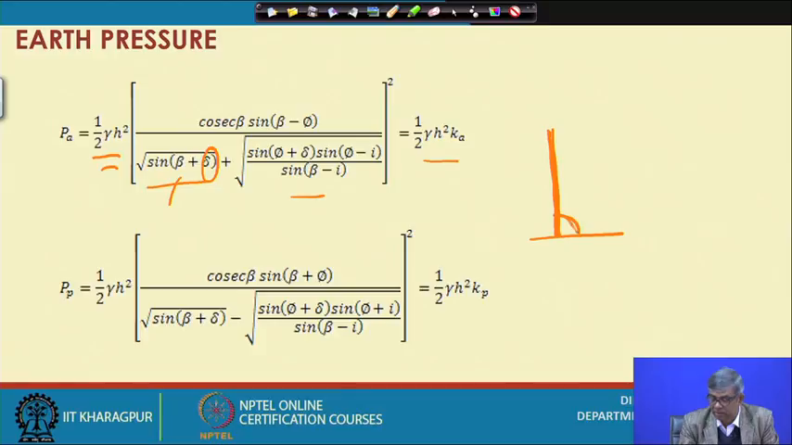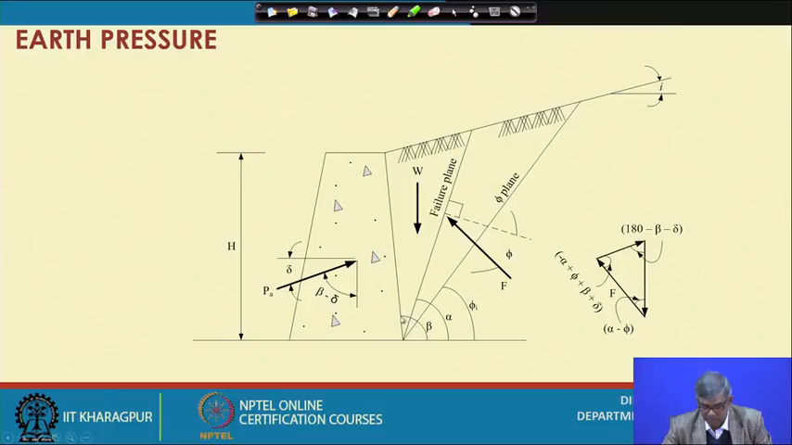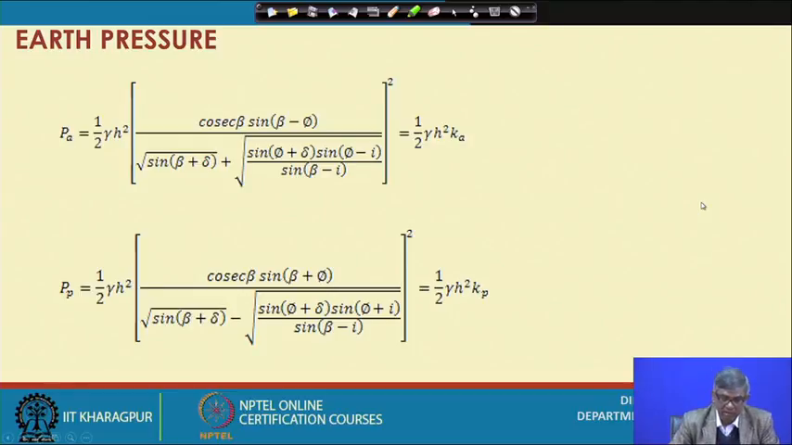So what is the angle from horizontal? It can be 90 degrees or more than 90 degrees. That is shown perhaps in the previous diagram. I will show you once again. You can see beta is shown from here to here. Phi is the angle of internal friction, delta is the friction between the backfill and the wall, and i is the inclination of the backfill. All those things you can see.